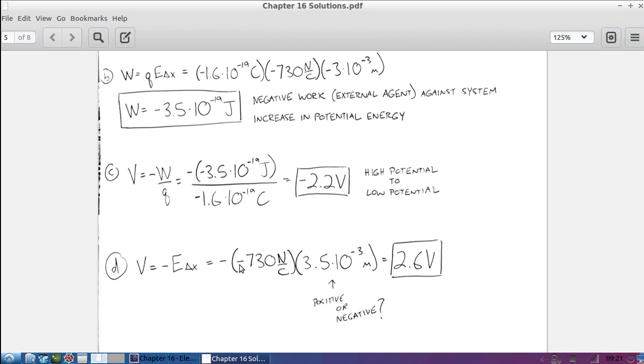The electric field is in the negative x direction. Don't forget this negative sign. And I have 3.5 times 10 to the negative 3 meters. Now I have this little note here. Is it positive or negative? So I'm going to say it's positive right now. So the potential difference between the plates is 2.6 volts. I could just as easily say that this is negative 2.6 volts.